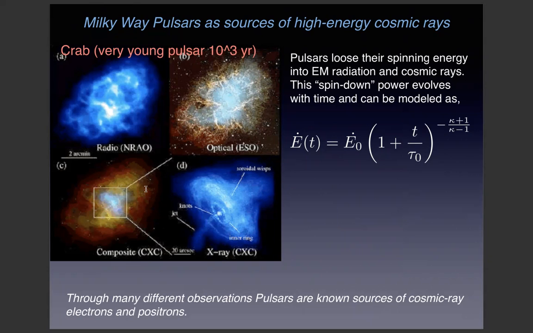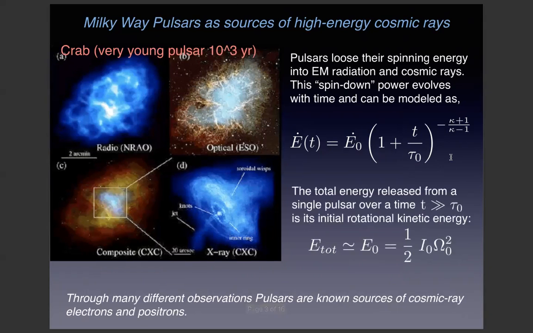Now, we also understand that pulsars lose their spinning energy into electromagnetic radiation and in cosmic rays. The power by which they lose their energy is known as spin-down power, and it evolves with time, and it can be modeled through such an equation where tau zero is the characteristic time scale of loss of energy, E0 dot is the original spin-down power, and kappa is called the breaking index. The value of kappa of 3 is the equivalent of a rapidly rotating magnet around an axis that is at an angle with respect to its magnetic axis.